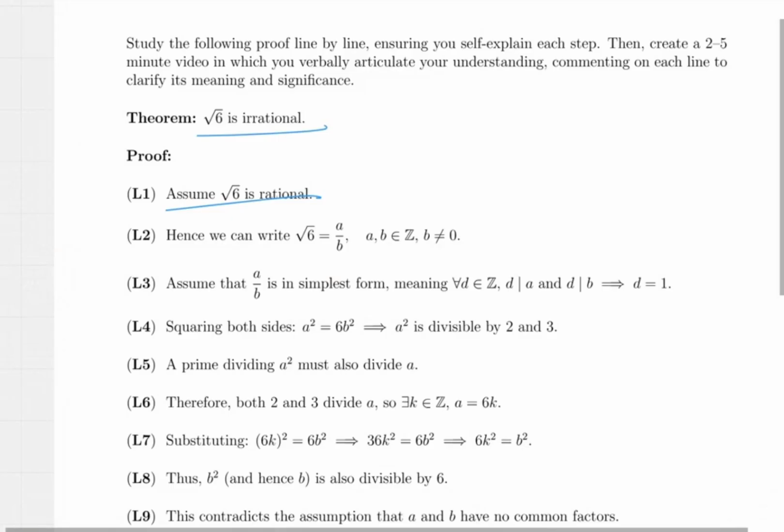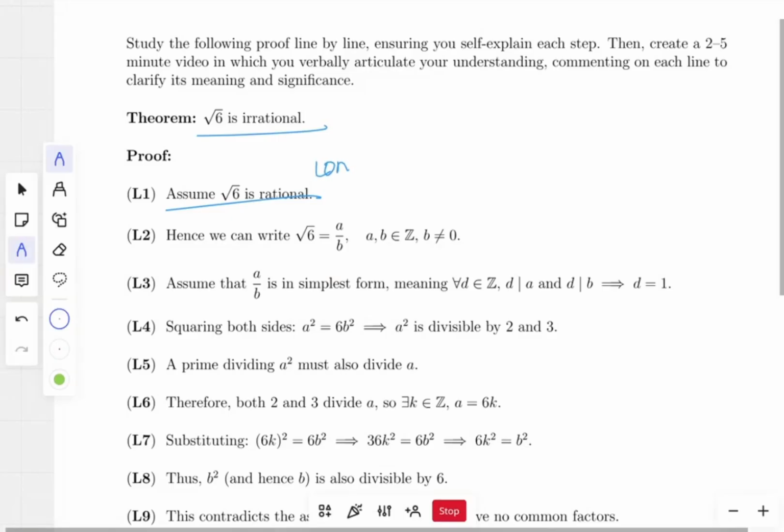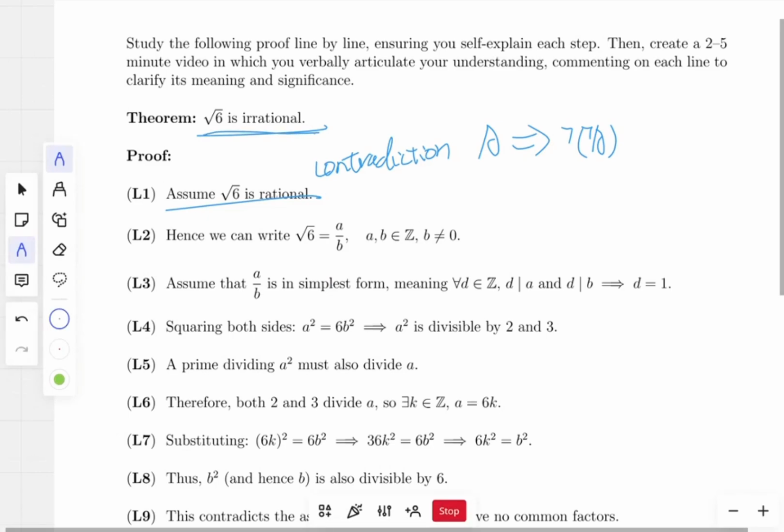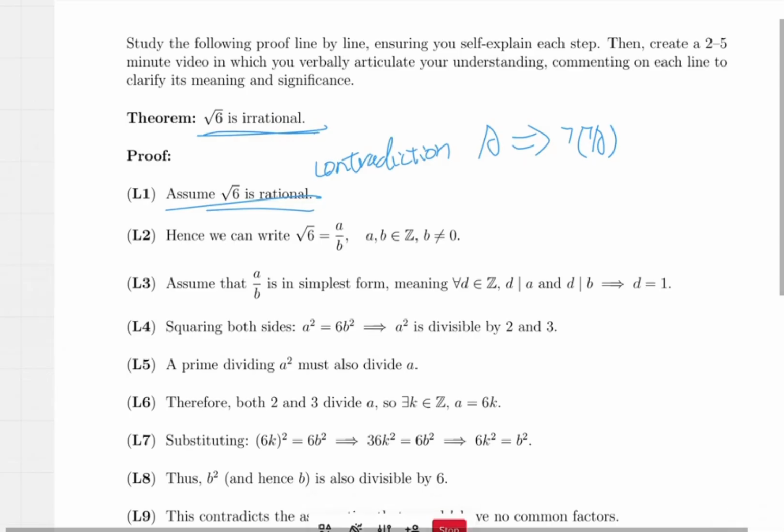This uses the proof method called contradiction, which means if we want to prove a statement A, we can prove not A is false. So where we want to prove square root 6 is an irrational number, we prove square root 6 is a rational number, which is wrong. So we assume square root 6 is a rational number first.